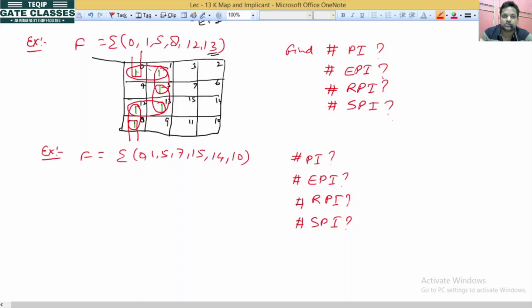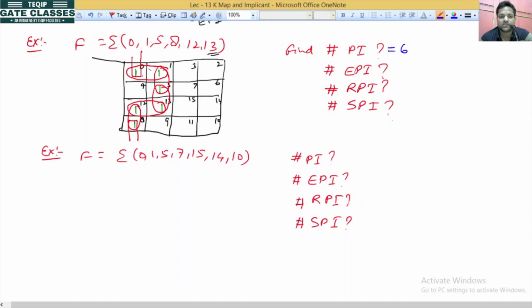So this one is also grouped with this one. So how many groupings are possible? 1, 2, 3, 4, 5, 6. So total 6 groupings are there. So total PI will be 6 only.